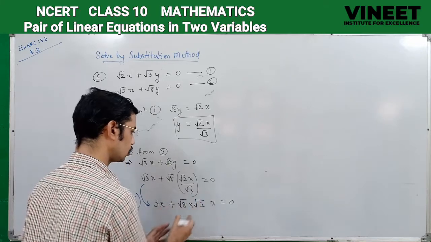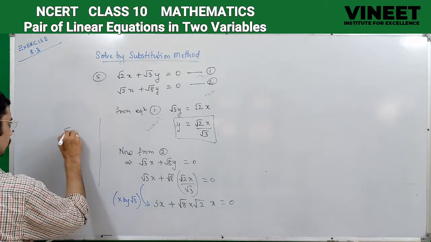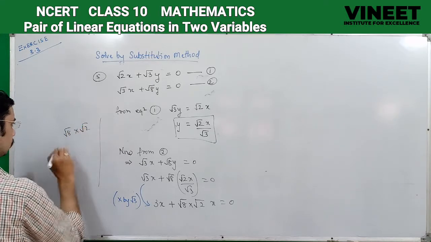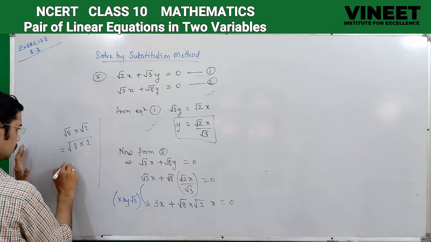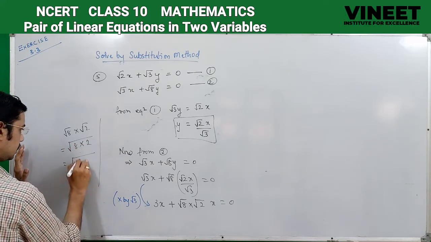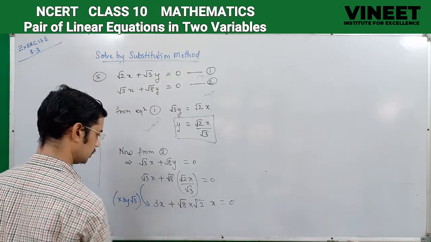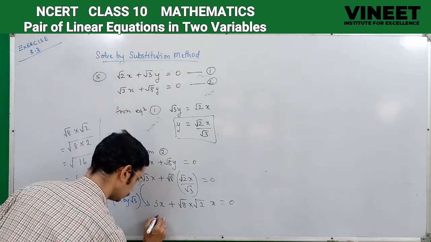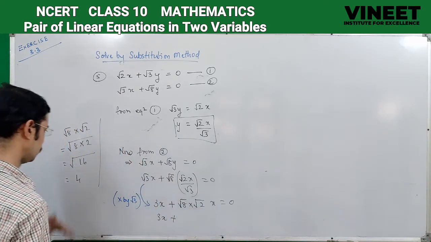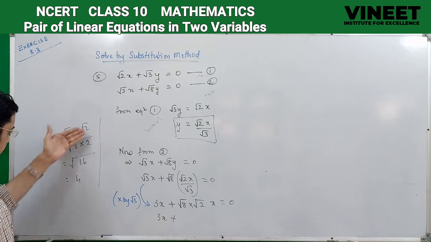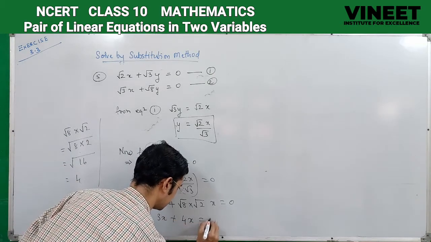What is root 8 into root 2? Let me write it here. This is root of 8 into root of 2. That can be written as square root of 8 into 2, that is square root of 16, and that is equal to 4. So I can write 4 instead of this. So this is 3x plus 4x is equal to 0.